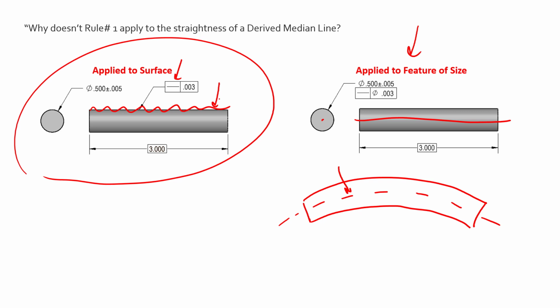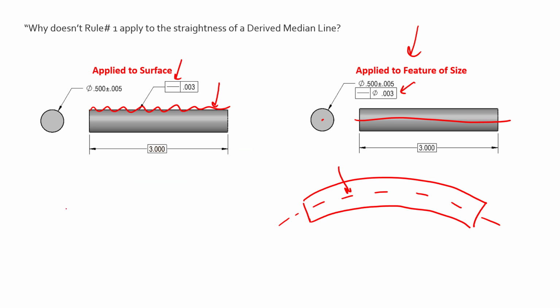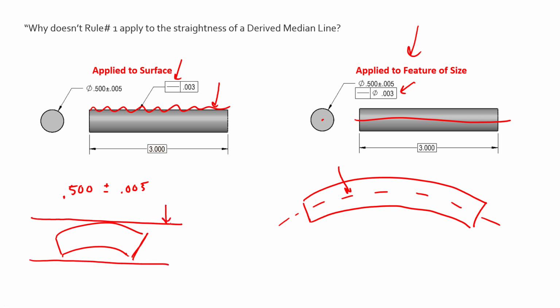So for those of you that are in our course, we tell you that when you apply straightness to a feature of size, it overrides rule number 1. Now, as a recap, rule number 1, if we have a half-inch dimension plus or minus 5 thousandths, is stating that if there's any bow or form error to this cylinder, it needs to be contained inside an envelope of perfect form at MMC.